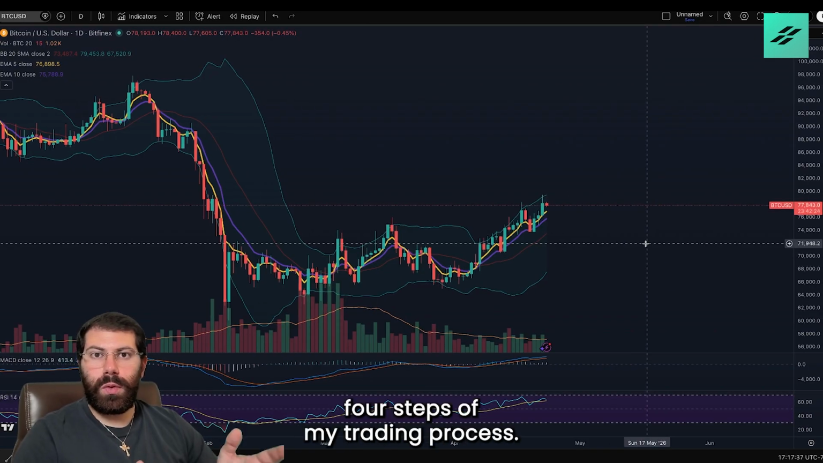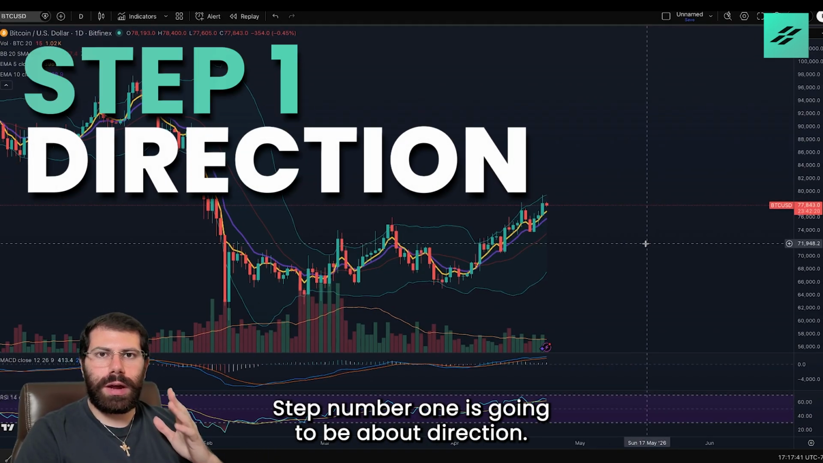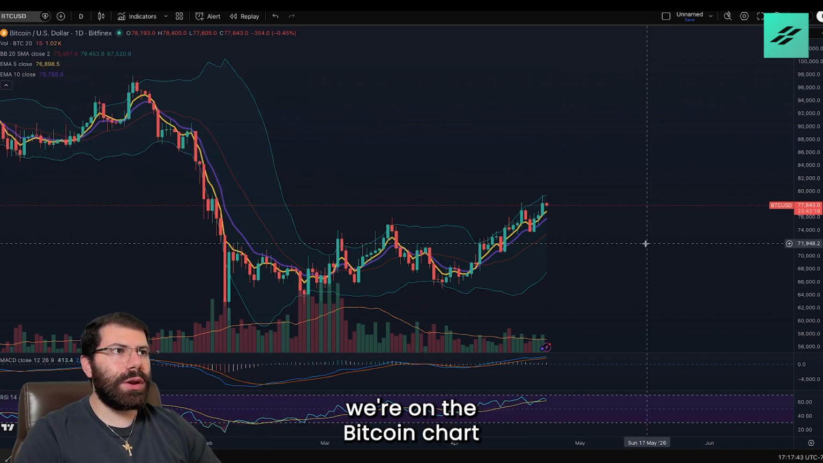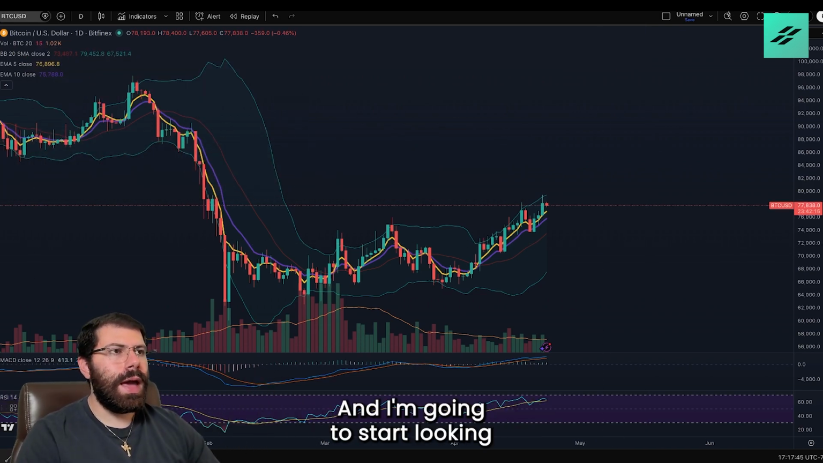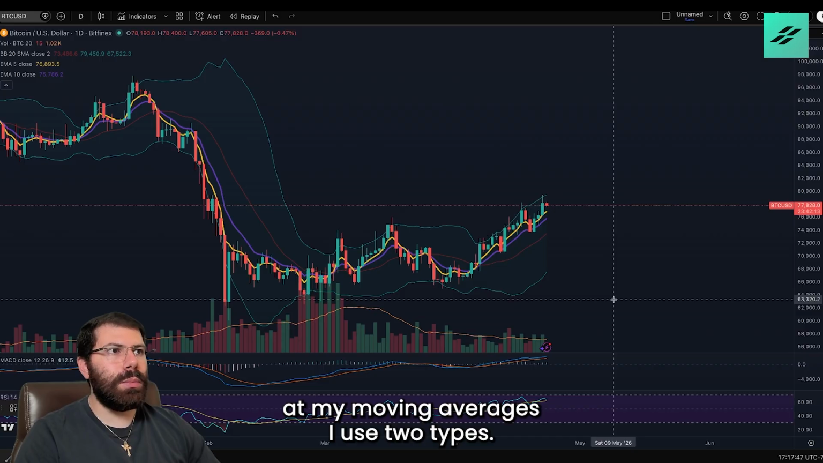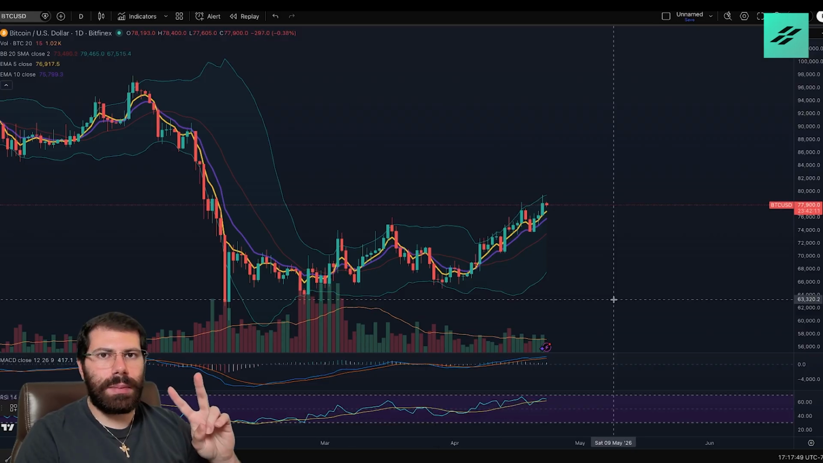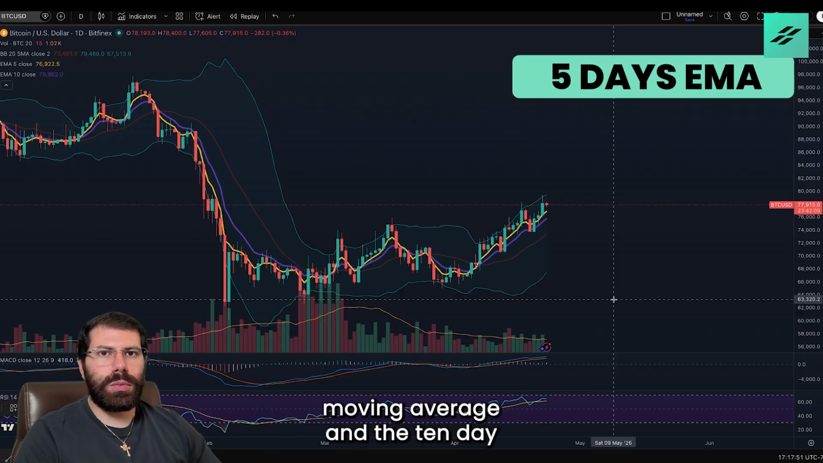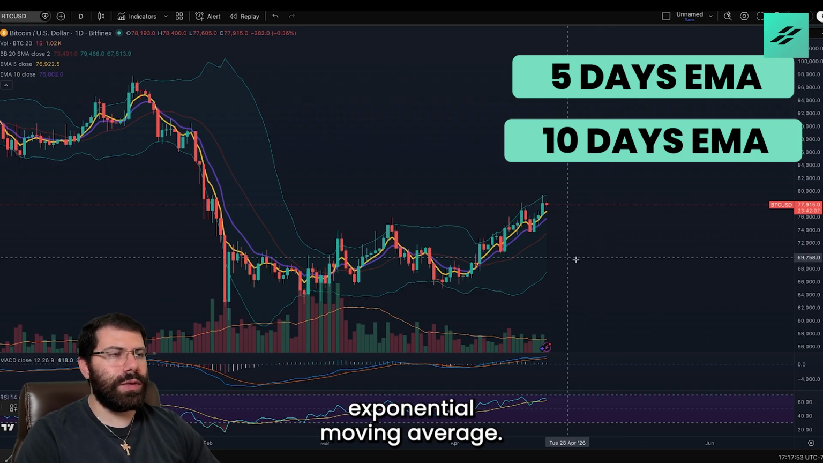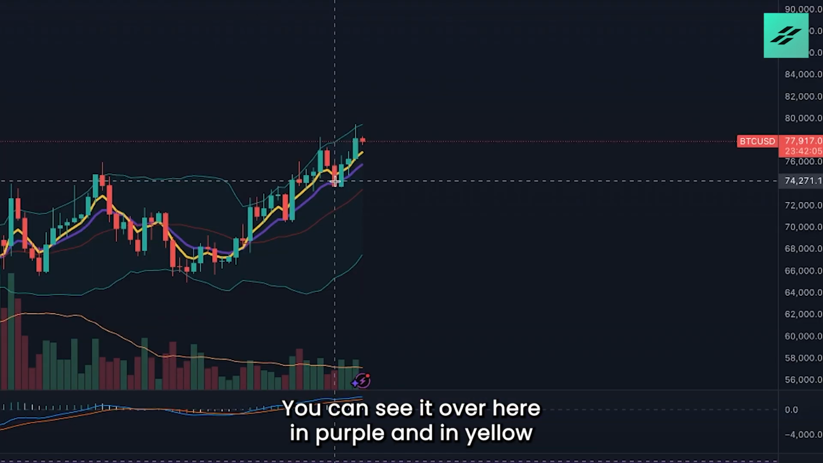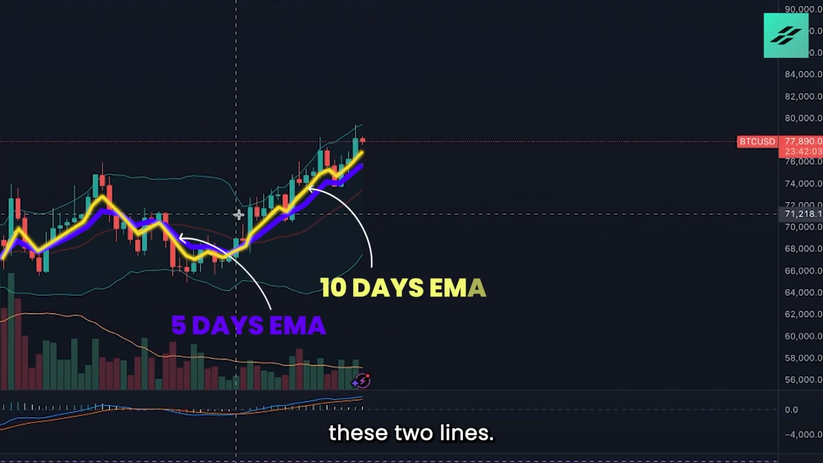Let's get right into the 4 steps of my trading process. Step number 1 is going to be about direction. So over here, we're on the Bitcoin chart on the daily time frame, and I'm going to start looking at my moving averages. I use 2 types. It's the 5-day exponential moving average and the 10-day exponential moving average. You can see it over here in purple and in yellow, these 2 lines.